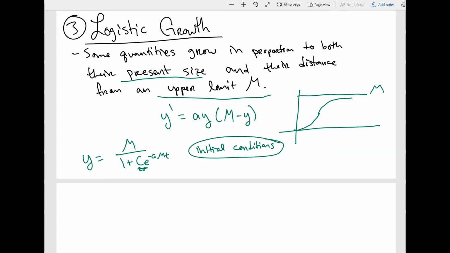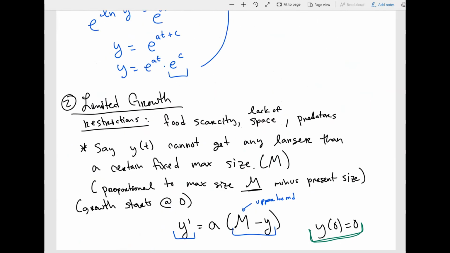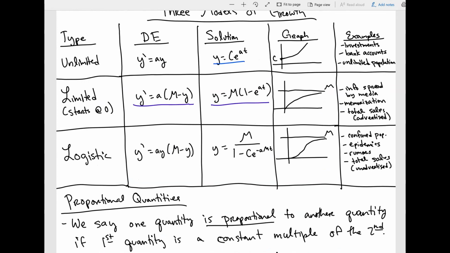So this c is going to depend on what the initial conditions are. Sometimes they might give you one, sometimes they might give you two. It can get really, really messy, and I'll show you an example of that. But some examples of logistic growth, if I go back up, are confined populations, kind of what we were talking about, like if I have a certain amount of bacteria or animals, and then we have some predator stuff. Epidemics, rumors, total sales.